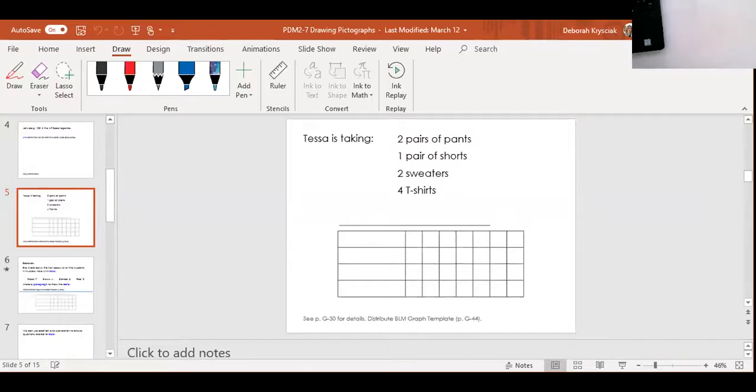Okay. All right. So we're going to just do a little chart here. This is a girl, Tessa. She's going to camp and she's taking some clothing with her to camp. And I'm going to draw the chart here. So we'll just draw the box. Okay. And there's 4 different things. So I'm going to make 4 columns or 4 rows here, and then make some spaces. And you want, this is important to keep everything nice and even.